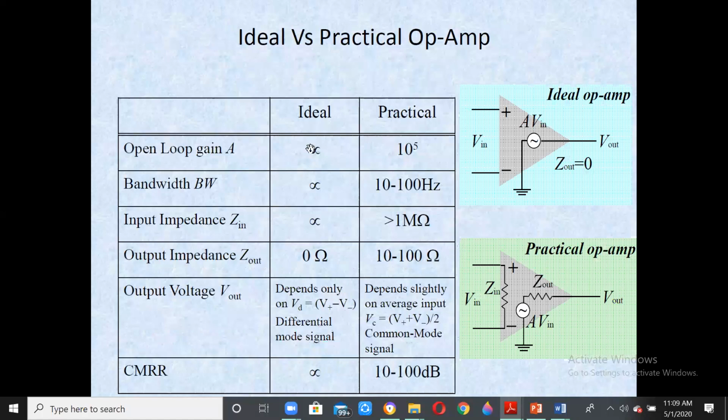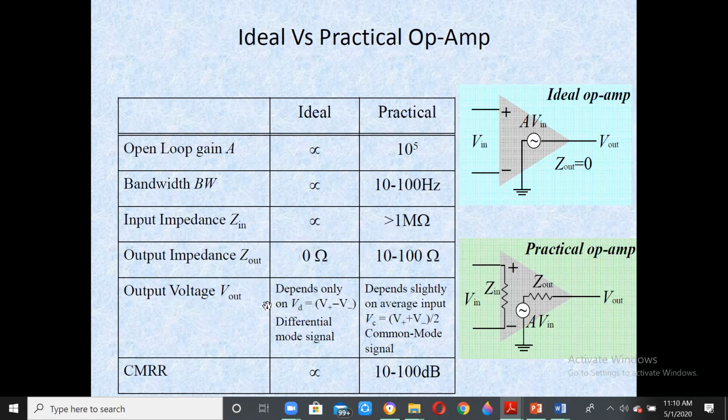So these are some ideal and practical values. Open loop gain is infinity for the ideal case. Practical might be 10 to the power of 6 or 10 to the power of 5. Bandwidth is infinite, but generally it is 10 to 100 hertz. But when we take feedback, it will increase much more. Input impedance is infinity, but generally it is more than 1 megohm. Further, by taking proper feedback, we might try to get more bandwidth. Output impedance is 0, but practically it is 10 to 100 ohms.